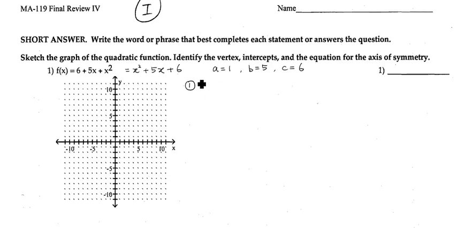Number 1, we know that the a is equal to 1, which is greater than 0. So what can we conclude? This will be a U-shaped parabola. Number 2, we want to find the axis of symmetry.